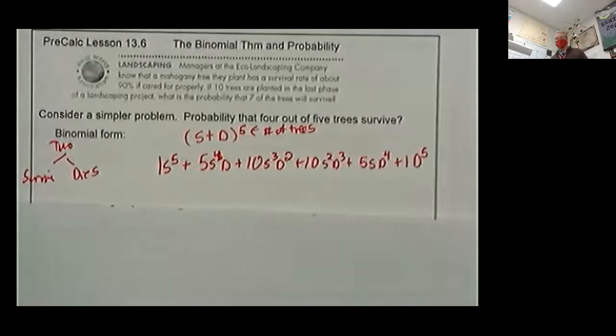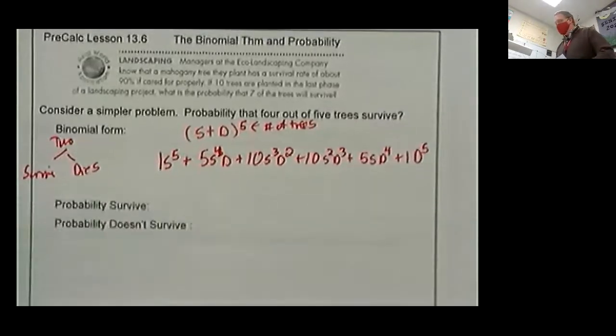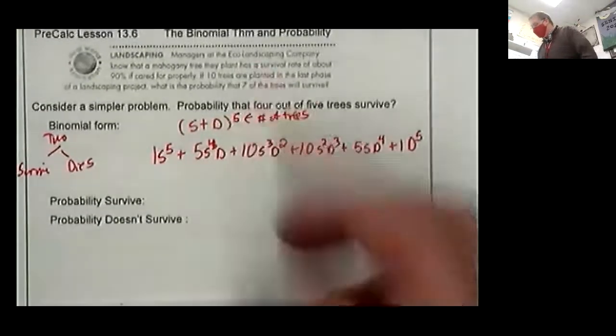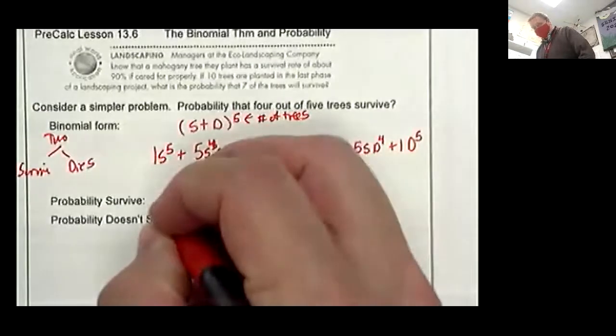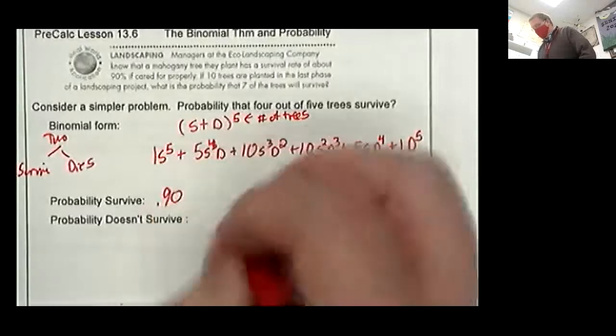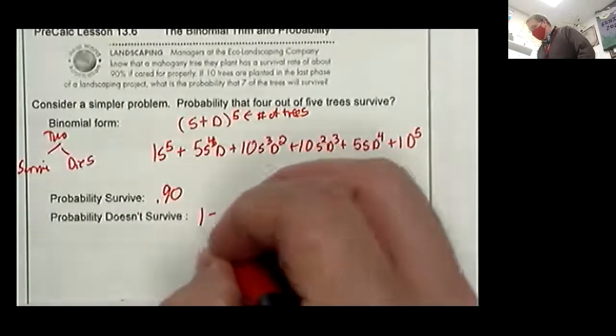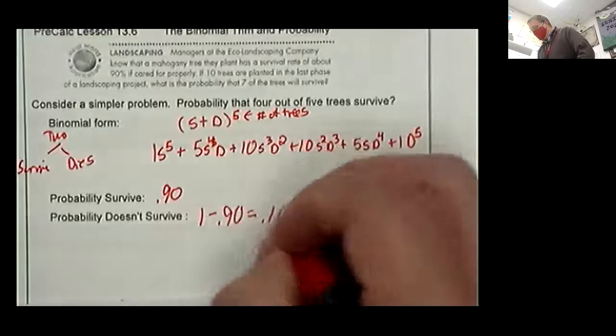Now what are we going to do? Well, now we know our success rate. What's our success rate? The probability that a tree survives, well, we got that from the problem, 9 out of 10. That's 90%. Probability it doesn't survive, well, that's the complement, 1 minus 0.90, which is 0.10.